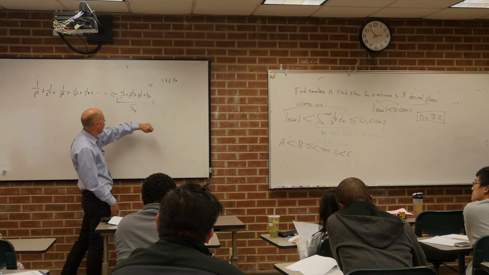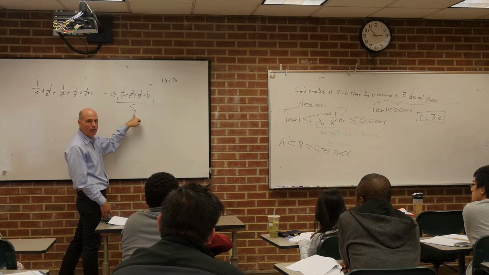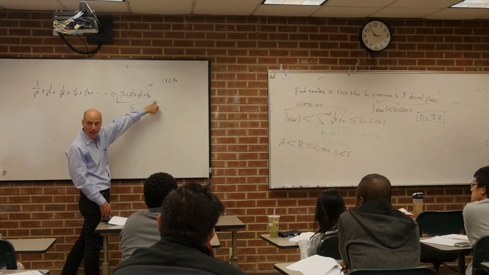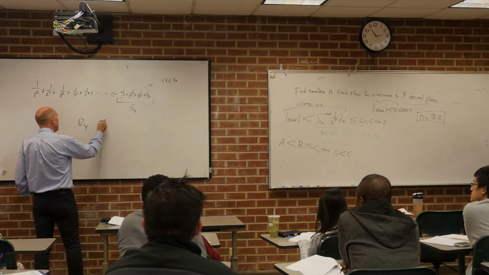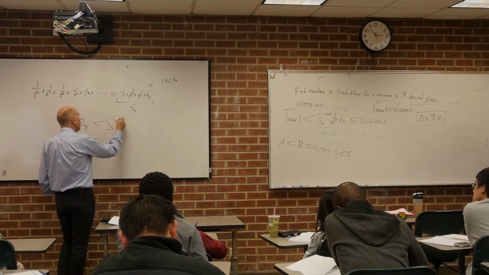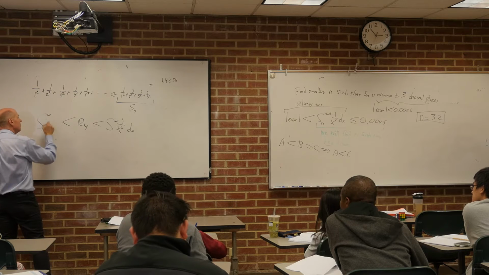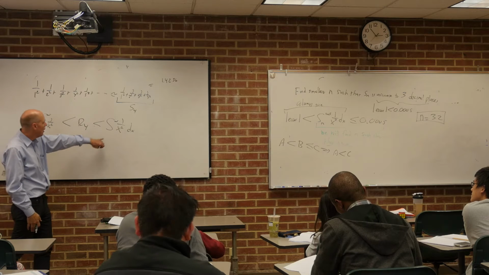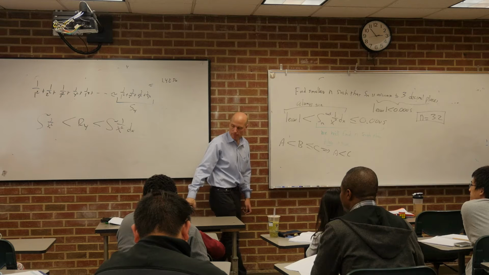So which R is the remainder for S4? Is it R4 or R5? R4 is the remainder for S4, which starts at the 5th term. So we know that R4 is between two integrals. And I want you to take a moment and decorate these two integrals with the appropriate lower bound.